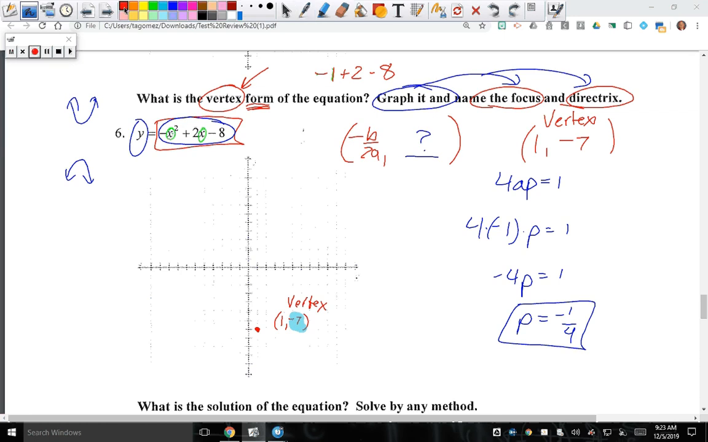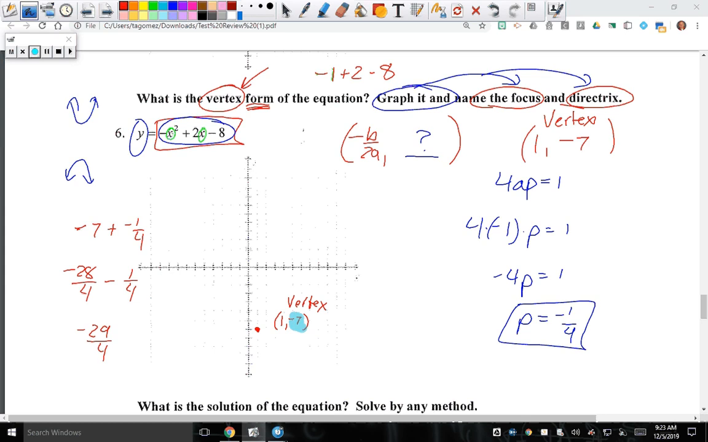So I have a negative 7 right now that I'm going to add more negative to by adding a negative 1/4. Okay? So let's get a common denominator. Multiply this 7 by 4 over 4, which is a form of 1. And adding a negative is the same as just subtracting. So my y value becomes a negative 29 over 4. That is my y value of my focus.